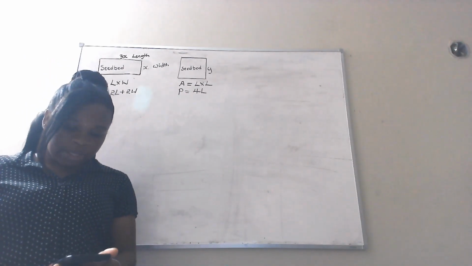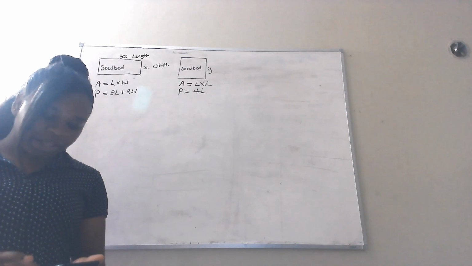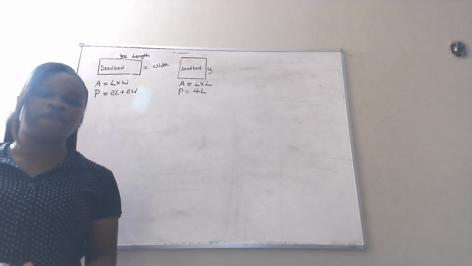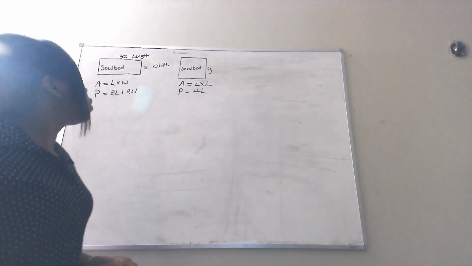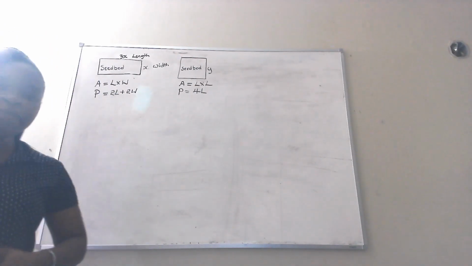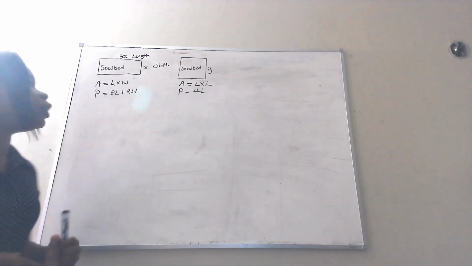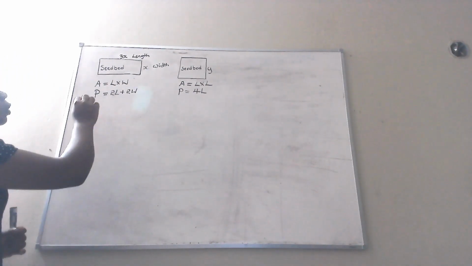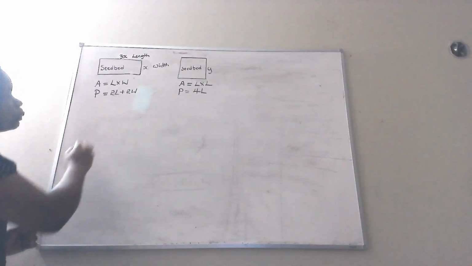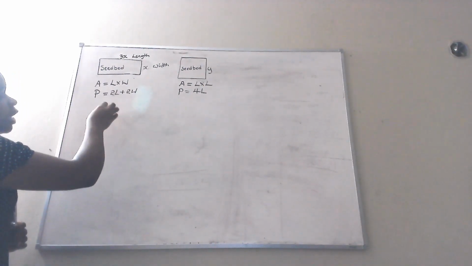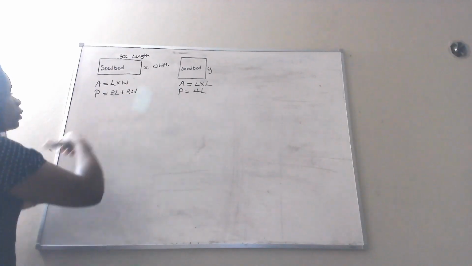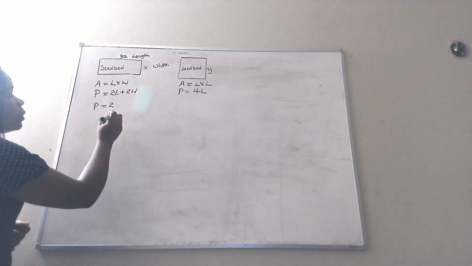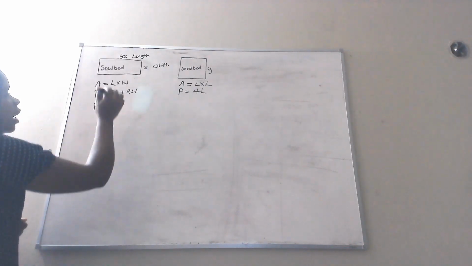It's saying, using the information given above, derive a simplified expression for y in terms of x. So we want to derive a simplified expression. We're going to use the parameters to do so. Starting with the rectangle, we're going to write everything in terms of x. So P is equal to 2 times the length. What is the length? 3x.